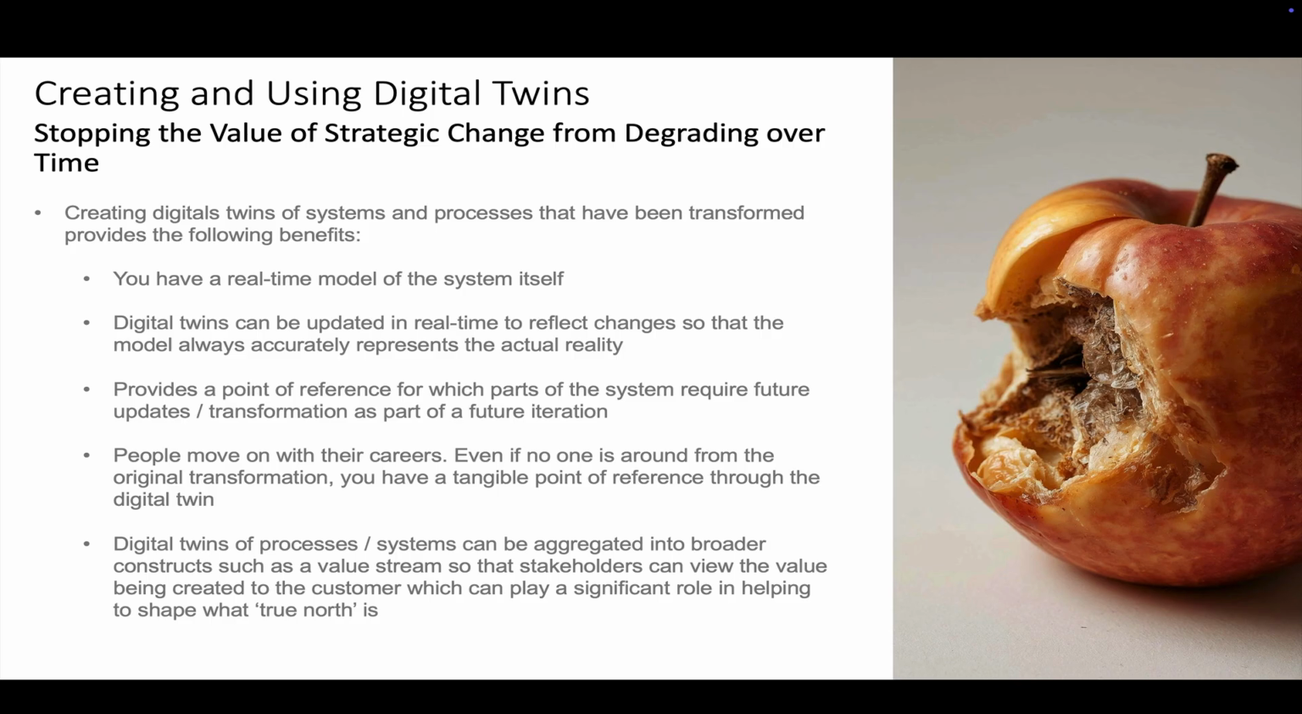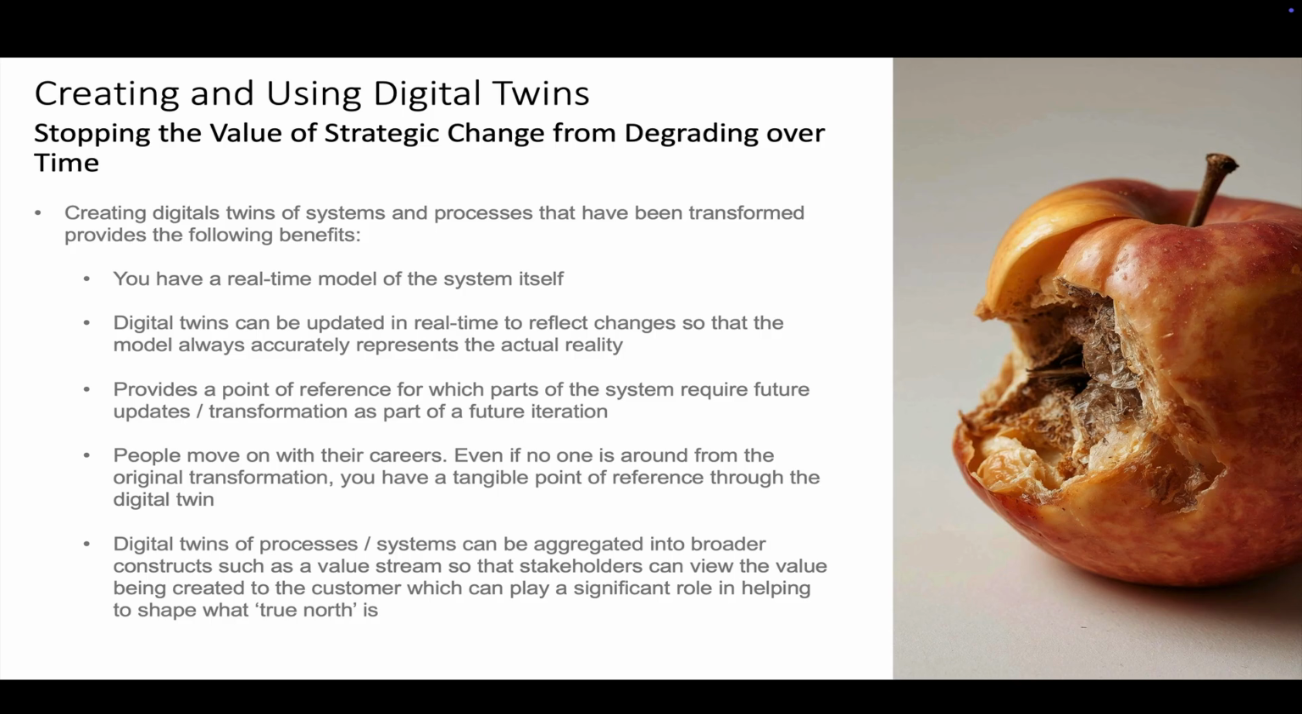Provides a point of reference for which parts of the system require future updates/transformation as part of a future iteration. When transforming a system, it's very rare that you will completely transform everything in its entirety. There is always more transformation work to be done. Even if the system is completely transformed, over time it will start to degrade because everything else outside of the system changes in some shape or form. Having a point of reference means that you never have to start from scratch again.